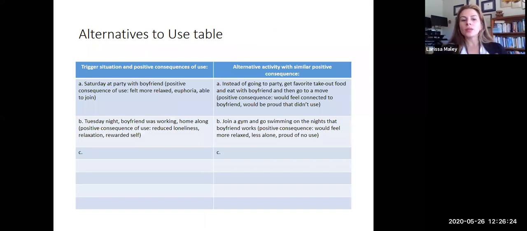So helping them look through something like this, an alternatives to use table, is going to identify what some of those contingencies might be for them. What are the things that would actually be reinforcing for them, unique to them, that they could do instead? So what is that replacement behavior going to be? So having them look at the triggering situation and what they would get out of using, because obviously they're getting something out of it. And then what would be an alternative activity, and what would be the positive outcome of that, right? And have them weigh the pros and cons of doing one versus the other.